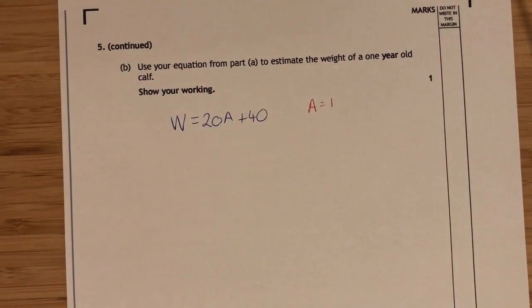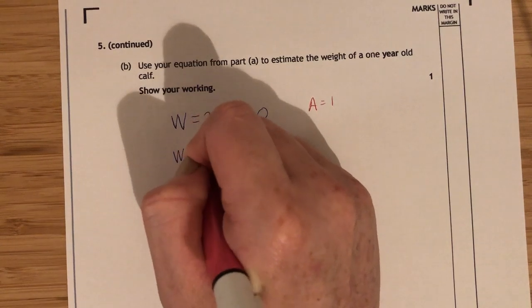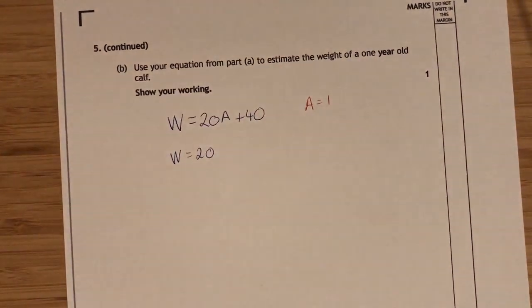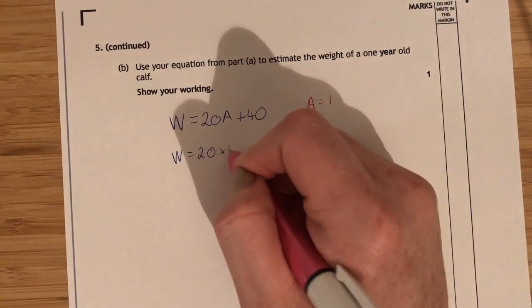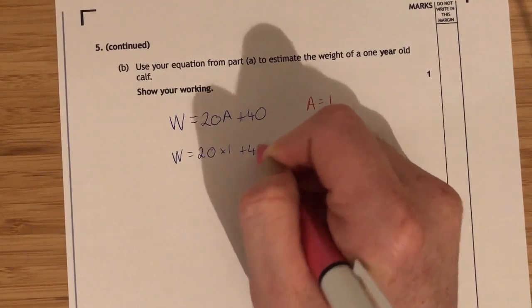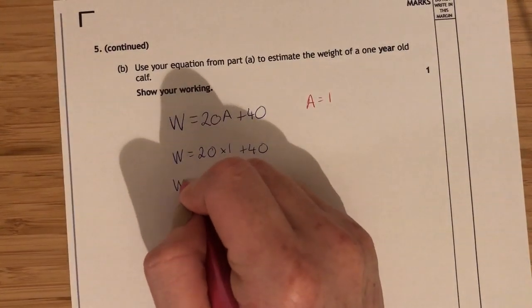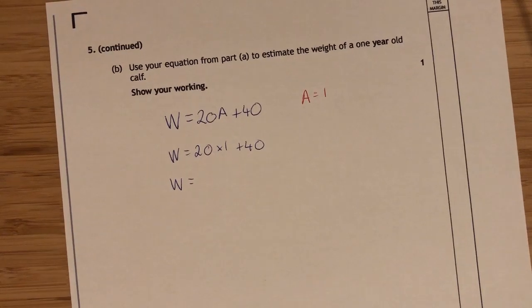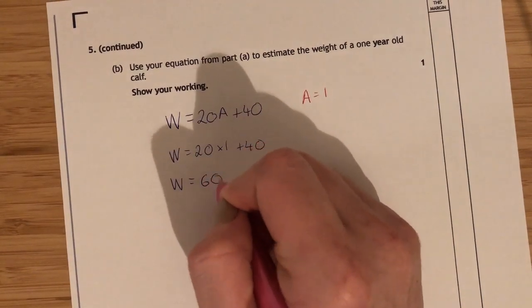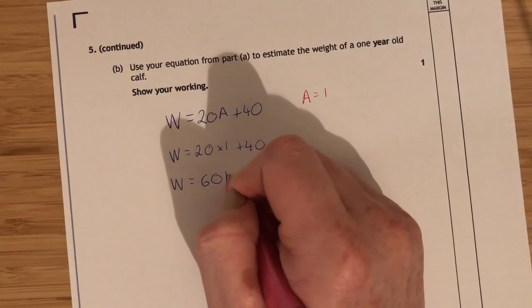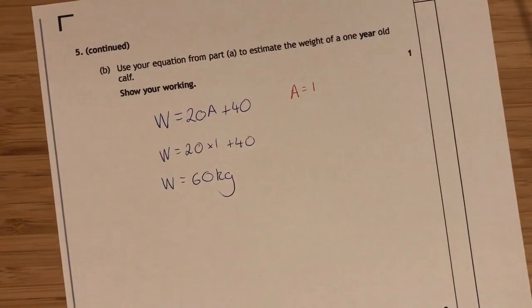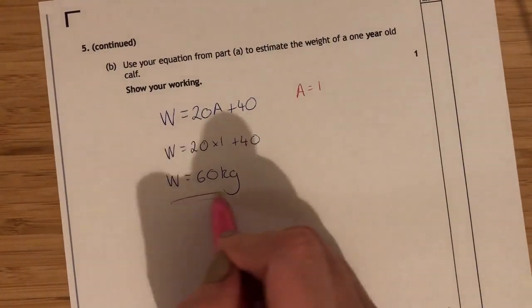So now on the next line, we're going to write the weight equals 20. Instead of A, we're going to multiply it by 1, plus 40. 20 times 1 is just 20. Add another 40. Weight 60 kilograms. So we're estimating that the weight of a 1-year-old is 60 kilograms.